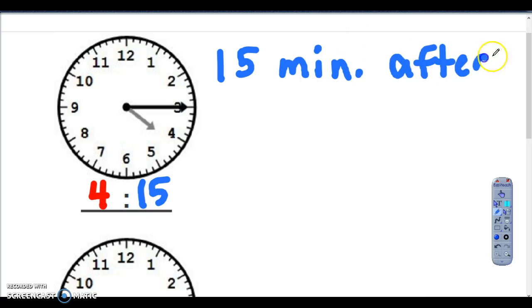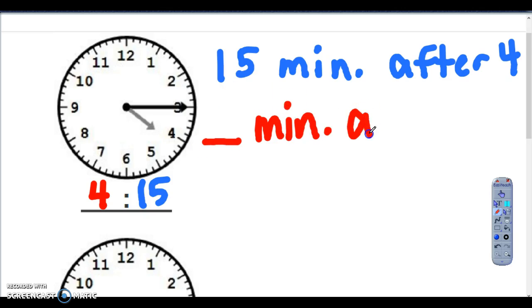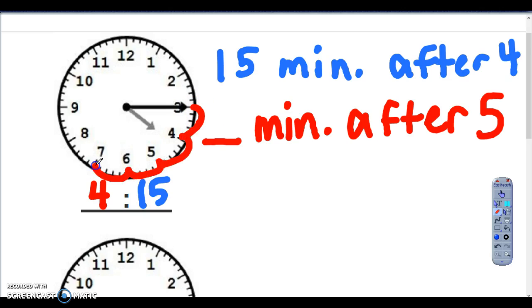after 4. So if I want to figure out how many minutes before the next hour, I'm going to go ahead and get it ready. 15 minutes after, well, the next hour, if it's already 4 o'clock, the next hour is going to be 5 o'clock. And I'm going to use this clock to help me so I can count and see how many minutes till we get all the way back up for the next hour. 5, 10, 15, 20, 25, 30, 35, 40, 45. So the answer is 45 minutes.